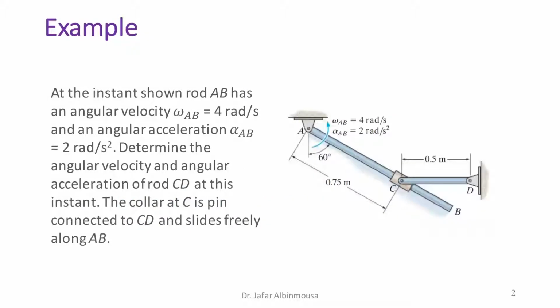At the instant shown, the rod AB right here has an angular velocity omega AB equal to 4 radian per second, and an angular acceleration of 2 radian per second squared. We would like to determine the angular velocity and the angular acceleration of rod CD at this instant. The collar C is pin connected to CD, so this one is pinned over here, and slides freely along AB.